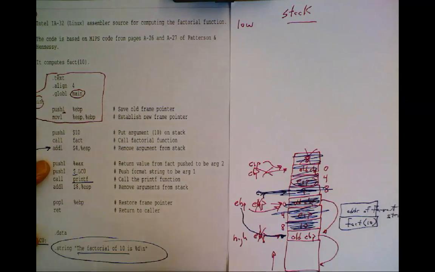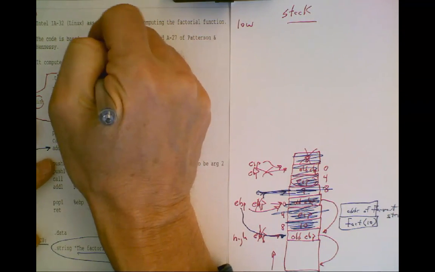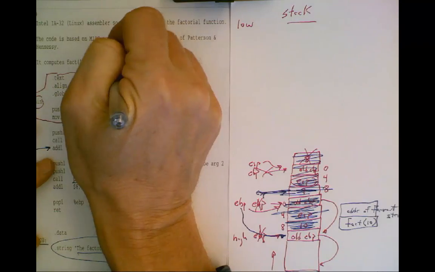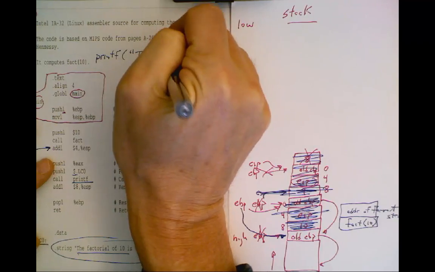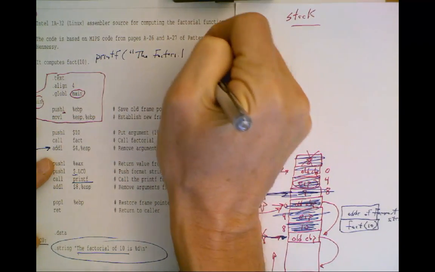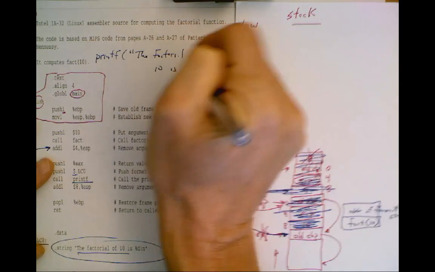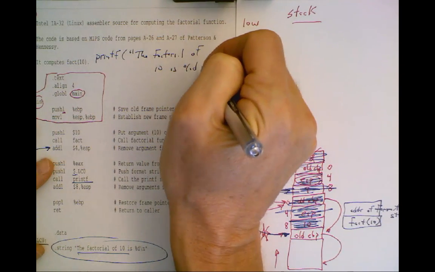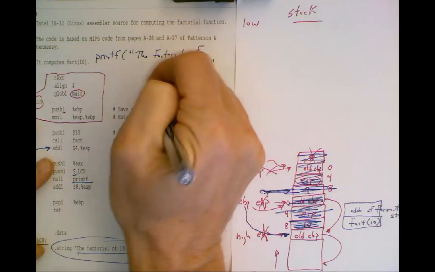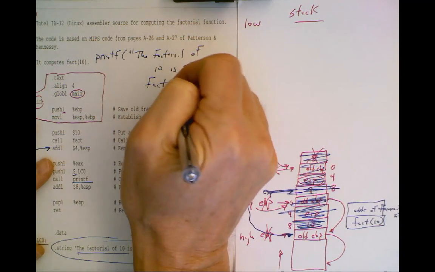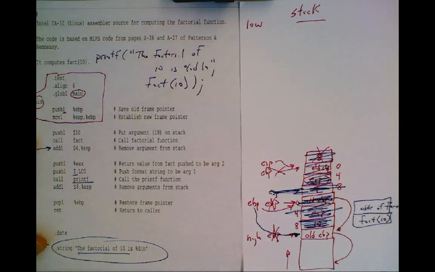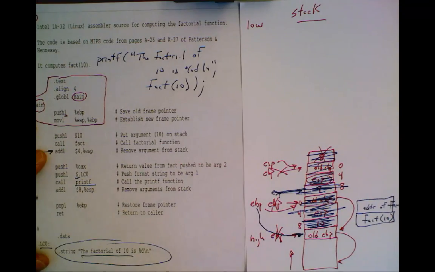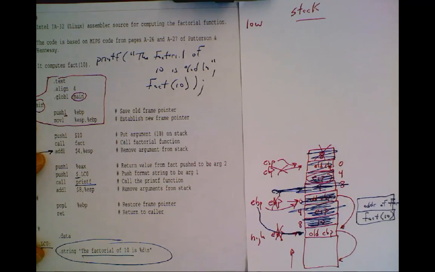Because again, I'm implementing in assembly language a printf call that written in C would be something like this: factorial of 10 is %d\n, and then I've got, as the second parameter to printf, the return value of factorial of 10. So it's as if I wrote that in C. I'm going to get this code either generated by a C compiler or written by hand, in this case by myself.